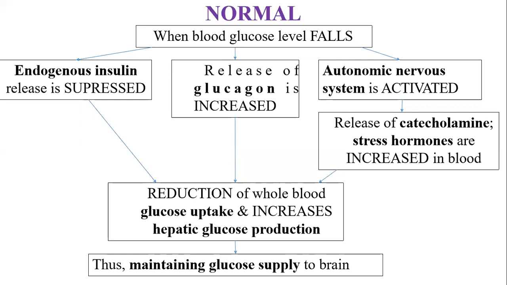In a normal person, when blood glucose level falls, the body works in three ways. Endogenous insulin release is suppressed, which results in reduced glucose uptake and increased hepatic glucose production, that is gluconeogenesis, and this restores the glucose supply to the brain. Glucagon, the counter of insulin, is also released. The autonomic system is activated to produce catecholamines, the stress hormones.